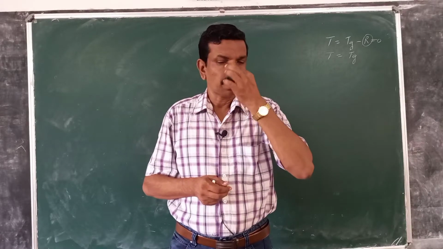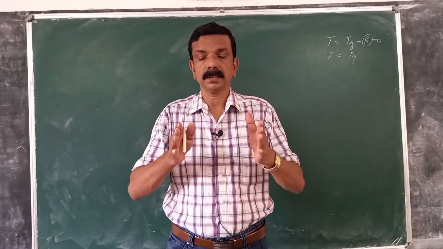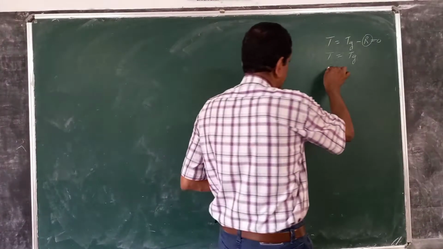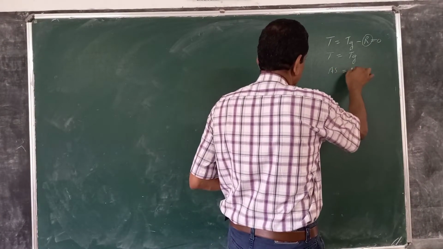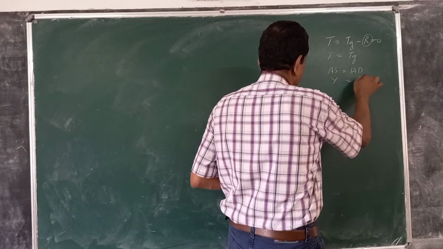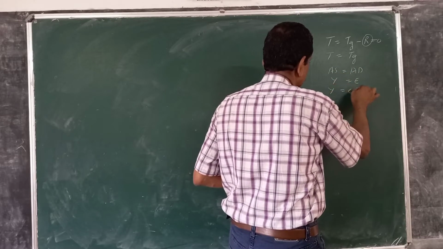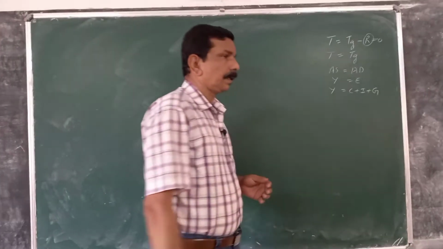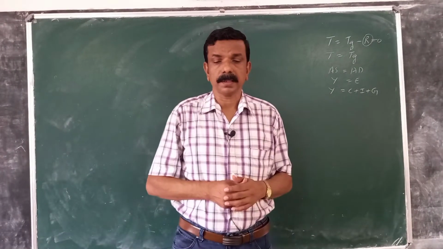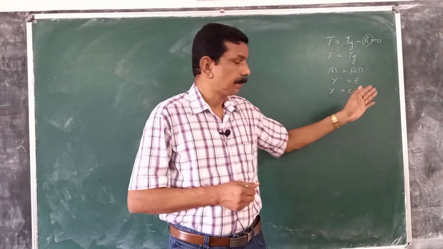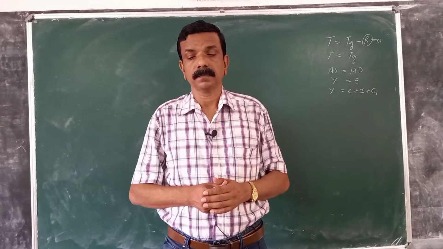And as we have discussed earlier, equilibrium requires that aggregate supply is equal to aggregate demand, or Y is equal to E, Y is equal to C plus I plus G. Aggregate supply is equal to aggregate demand. Y is equal to C plus I plus G.